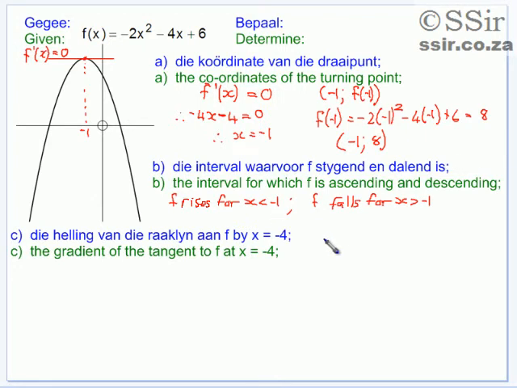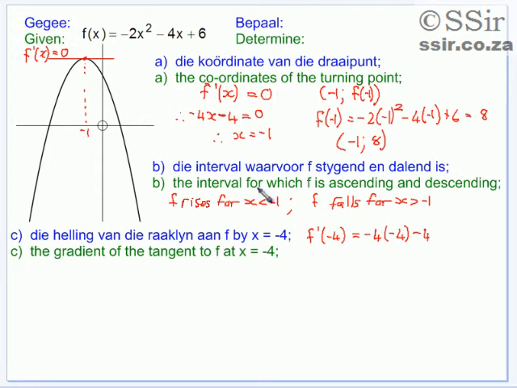Determine the gradient of the tangent to f at x equals minus 4. What does this mean graphically? At x equals minus 4, which is a point, say, here, I want to determine the gradient of the graph. The graph is here rising or ascending, so we should get a positive result.